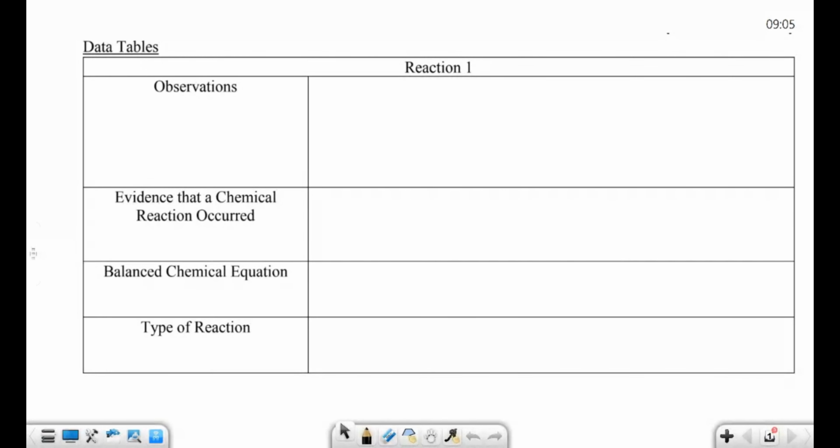For this reaction, you're going to have to write a balanced chemical equation, okay? So our first reaction is going to be with silver nitrate. That's the formula for silver nitrate. And we're going to add a copper wire to it. So what kind of reaction does that look like? Single replacement reaction. We have a single element that's going to combine with a compound to produce a reaction.